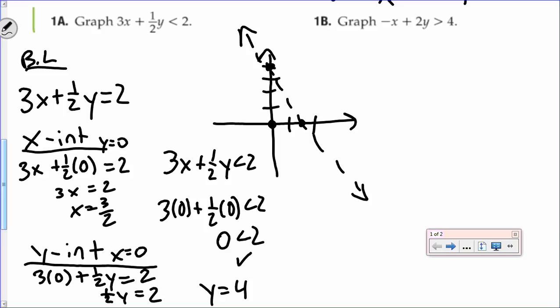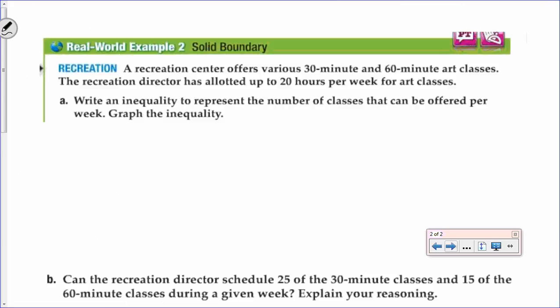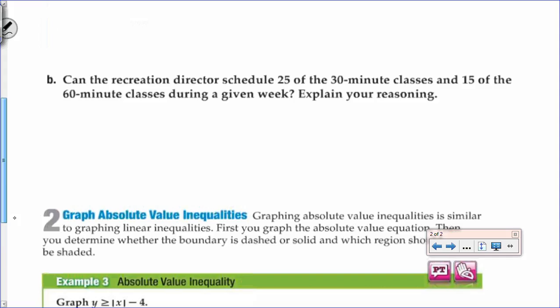So we need to shade in the direction of the point 0, 0. Shading below the boundary line. All right, easy enough. You guys go ahead and try 1B. After you're done with that, we're going to go ahead and look at absolute value inequalities. Actually, we've got a solid boundary line. We'll come back to the word problem. I think we have time.